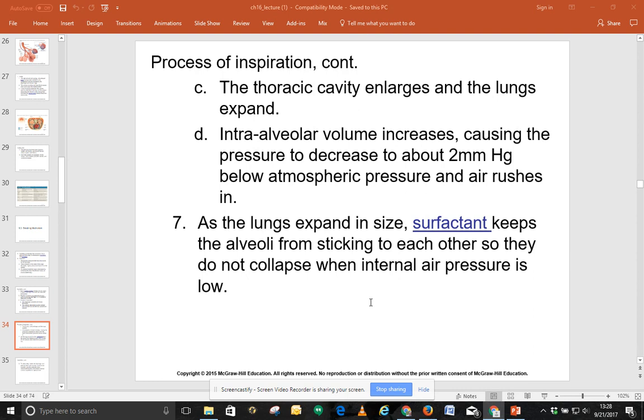As the lungs expand in size by this movement of muscle, surfactant in the lungs keeps the alveoli from sticking to each other, so they won't collapse when the internal air pressure is low. And at some point, I know in respiratory, surfactant is very important when we talk about neonates, because they don't have any. So the alveoli don't move and are not usable because they're all stuck together. We will actually give infants surfactant, shoot it into the lungs to make the alveoli more pliable, and they won't stick together.